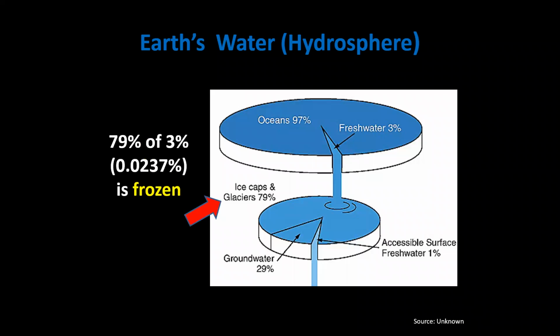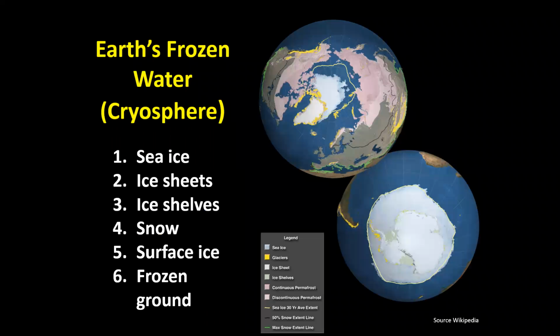And of this fresh water, 79% of it, or 79 of 3%, is frozen, and this is called the cryosphere, the frozen part, and it's divided into 6 different parts, which we're going to cover: the sea ice, ice sheets, ice shelves, snow, surface ice, and frozen ground.